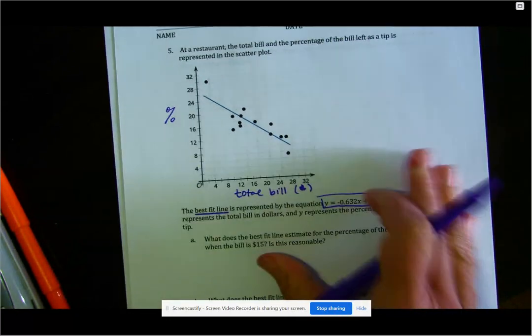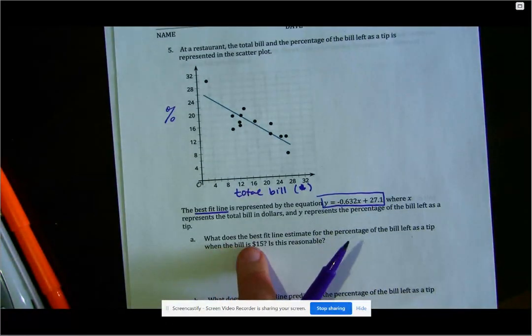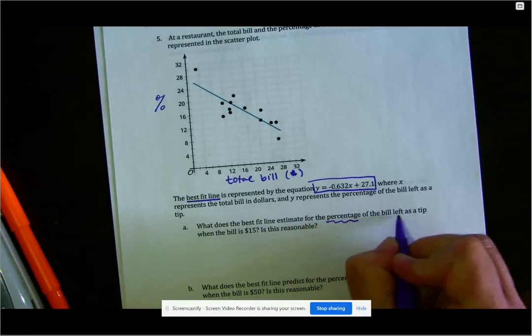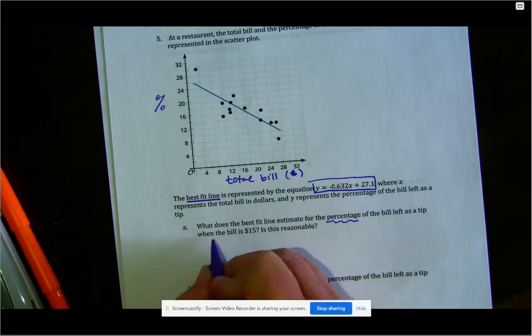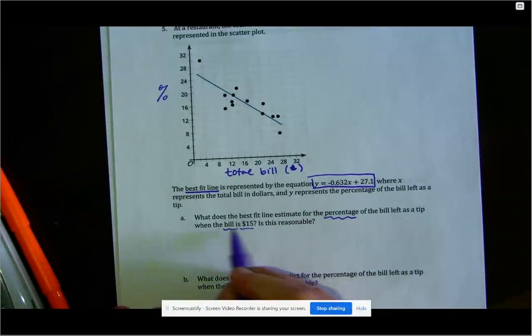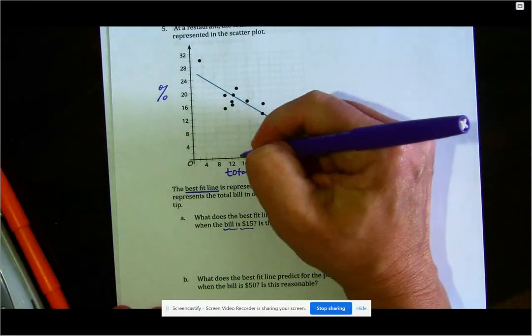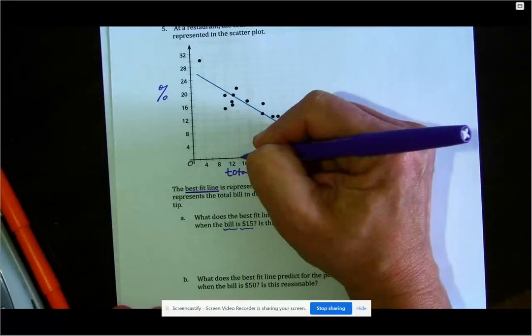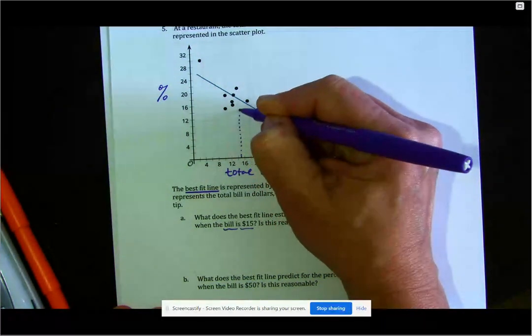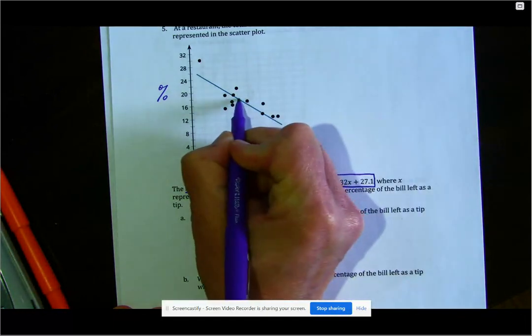Okay. So what does the best fit line estimate for the percentage of the bill left as a tip when the total bill is 15? I'm adding. So when your bill is $15, what are they saying is reasonable? I like to first look at it. If there's a line, try $15, go up and see where it is. And then we'll use the equation.